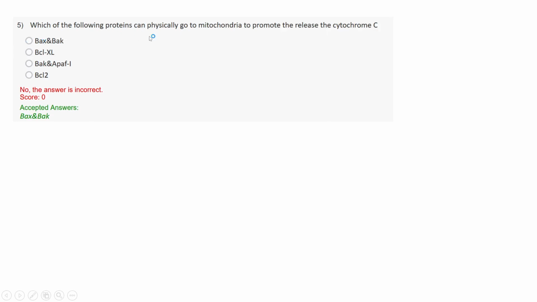Which of the following proteins can physically go to mitochondria to promote the release of cytochrome C? We already discussed Bax and Bak. Bax and Bak are the proteins which directly go to mitochondria to promote the release of cytochrome C by forming pores in the mitochondria.